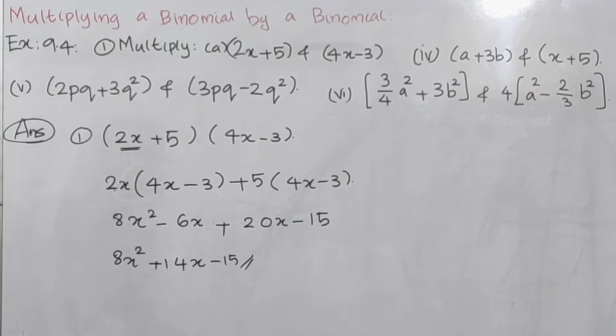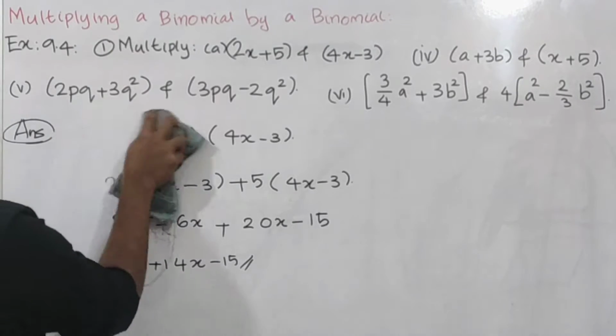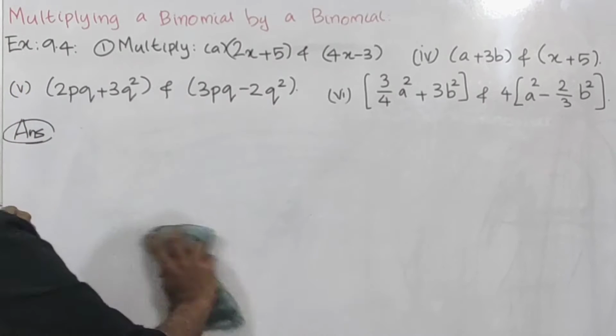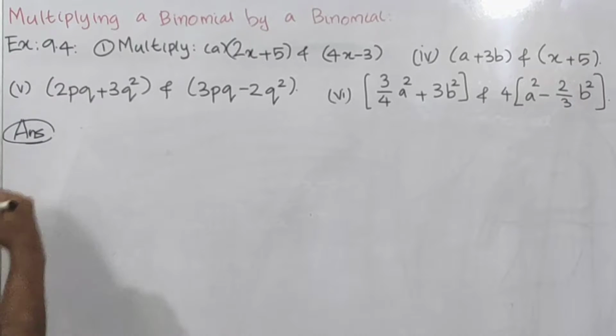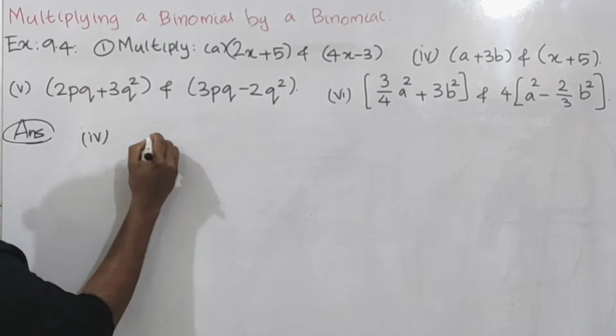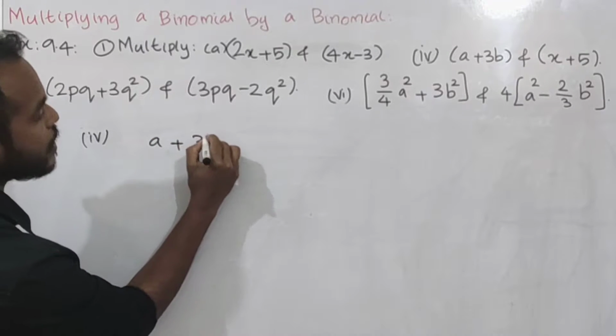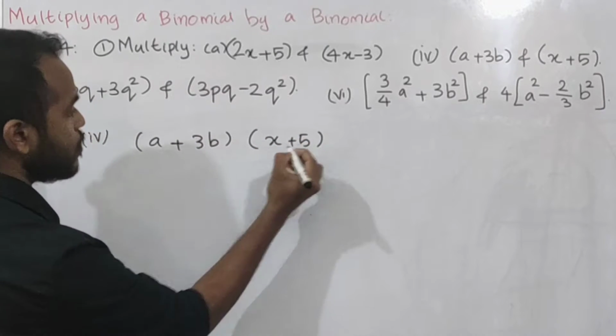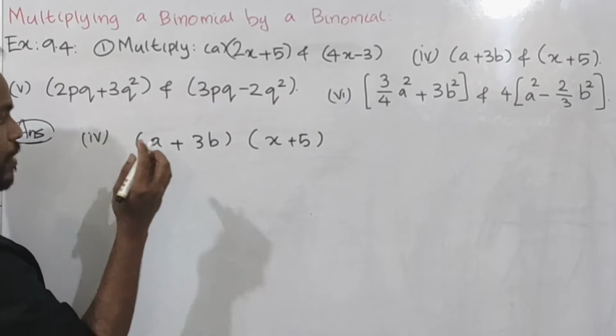Now let's see the next question in our exercise. Now the second one, it is the fourth one: a plus 3b into x plus 5. Do the second and third ones by yourself. It is very easy. Just follow the very same method. Let's see the fourth one. This one is also not different from the one that we have just done.